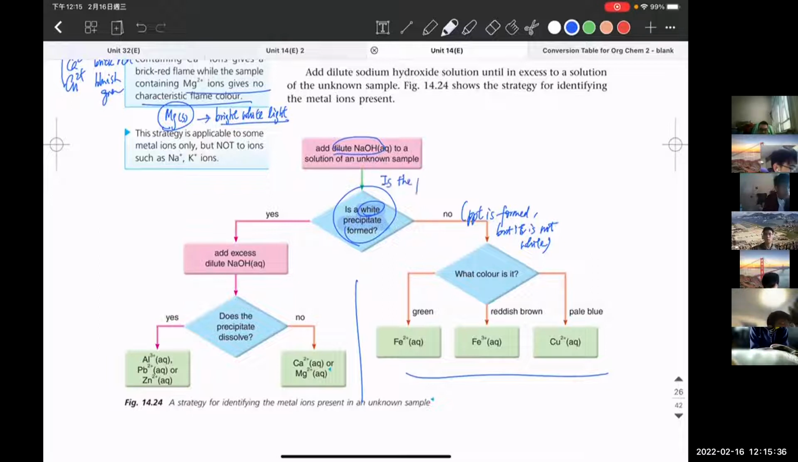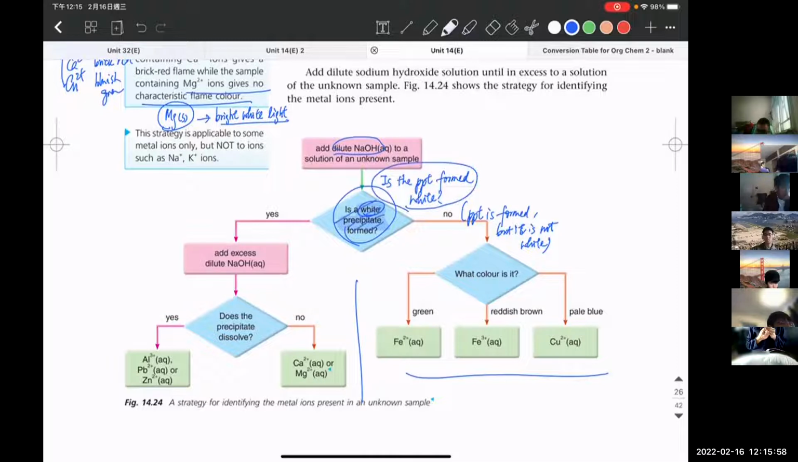How about this? Is the precipitate formed white? Can you get my point? Is the precipitate formed white? Do you know the difference between these two sentences? Two questions. Now this one is rather ambiguous.